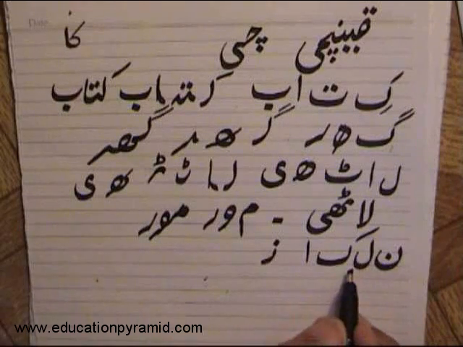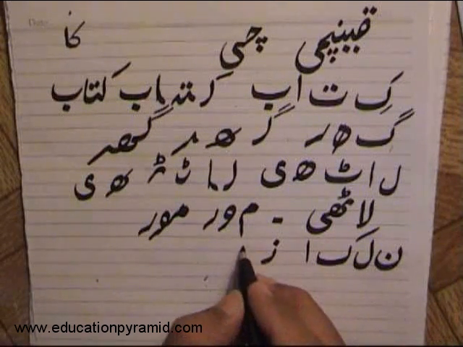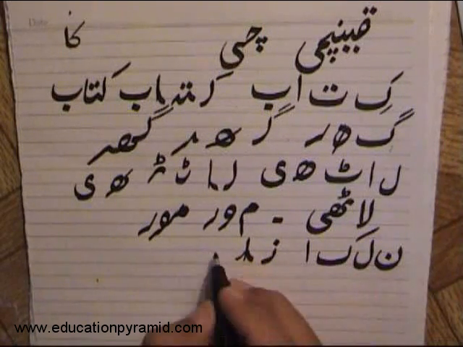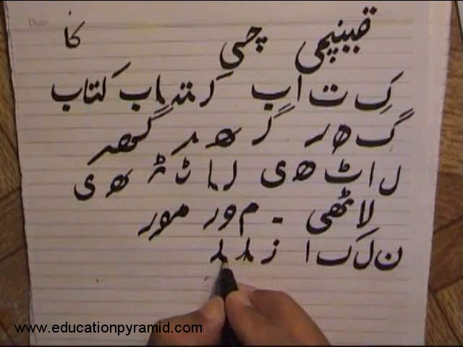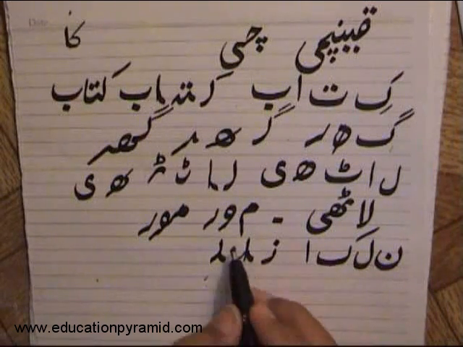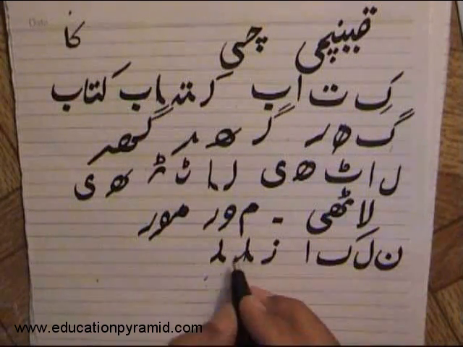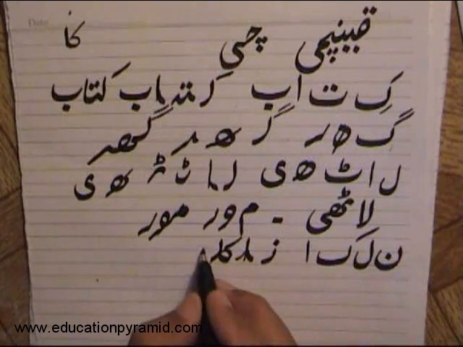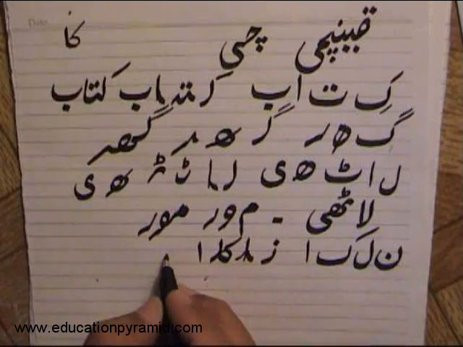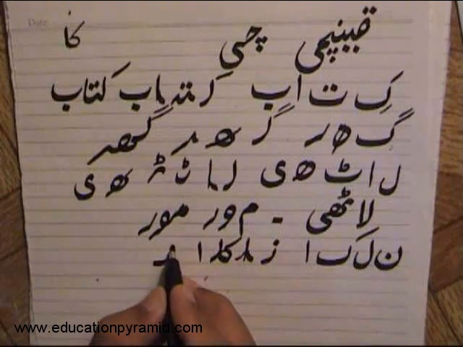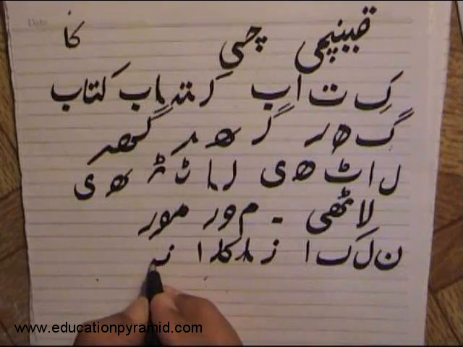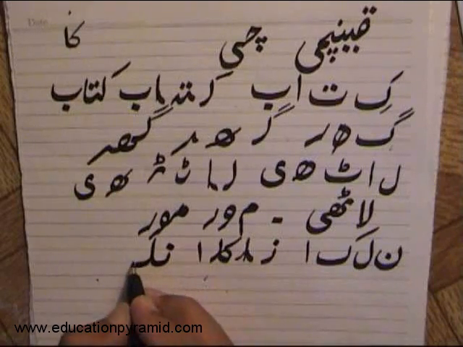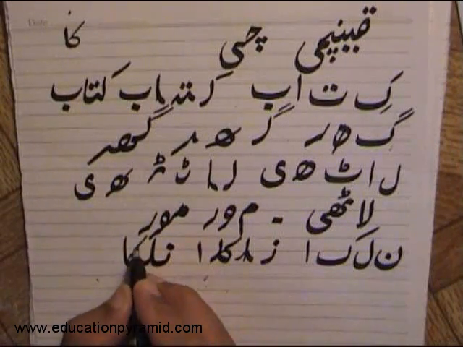Lam is a connector, so lam will assume the middle position. Kaf is also a connector, so kaf will assume the middle position, but here there is an alif after kaf, so kaf will appear like this, kaf and then alif. So we write like this: lam, then kaf alif, ka.